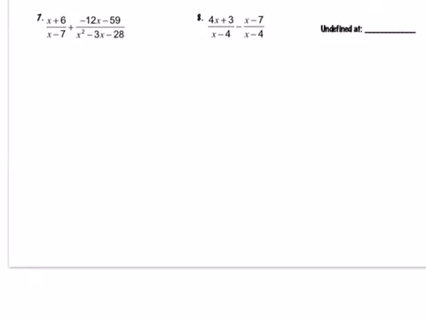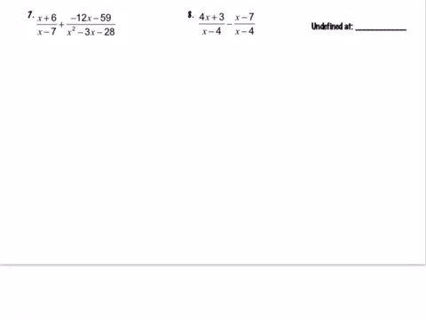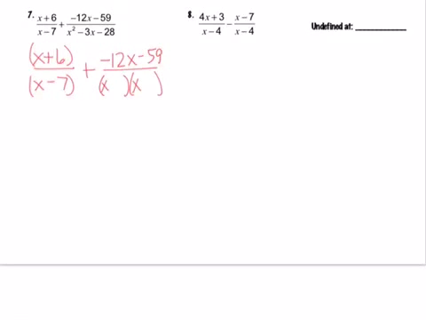Okay, number 7. The first fraction is already reduced, so I just rewrite that. x plus 6 over x minus 7. Put in parentheses because I like to keep them together. Plus, and then on this side, I can't take anything out of it, so I just write minus 12x minus 59 all over, and then right here I think I can factor it. I'm going to try x minus 7, and x plus 4.